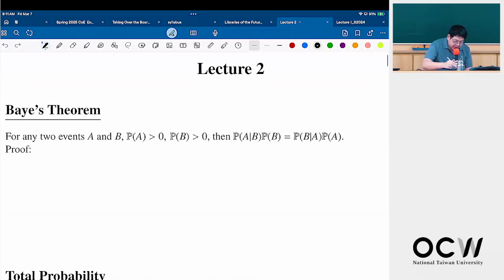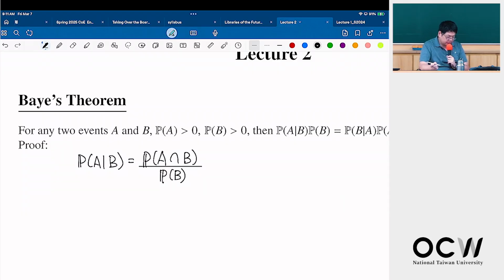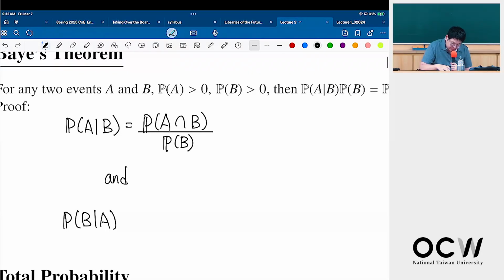Let's quickly prove this. The probability of A given B, by the definition of conditional probability, is the probability of A intersect B divided by the probability of B. And we know the probability of B given A will be the probability of B intersect A divided by the probability of A.